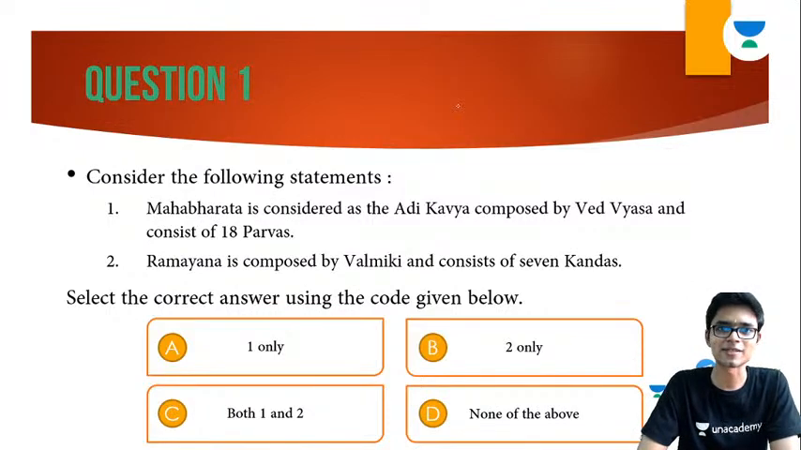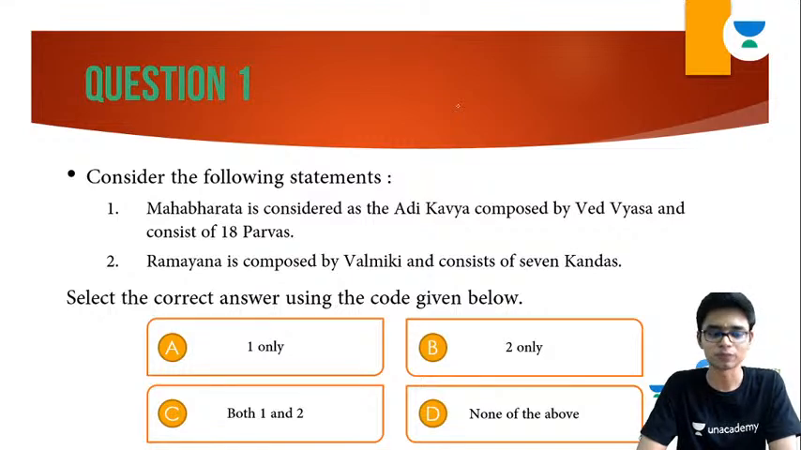Consider the following statements. 1. Mahabharata is considered as Adikavya, composed by Vedavyasa and consists of 18 parvas. 2. Ramayana is composed by Valmiki and consists of 7 khandas. Select the correct answer using the codes given below.